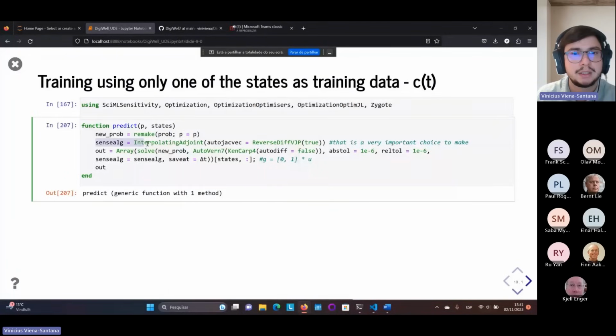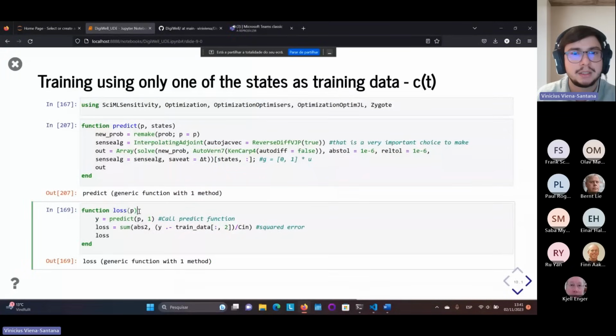So in this new line here, we are picking up the sensitivity algorithm. This is a very important choice you have to make when you're calculating gradients with respect to parameters that are in differential equations. And then you can check the SciML sensitivity library for guidelines on how to pick the correct adjoint to not make your system very slow. And here I'm solving the problem with the solve command with the appropriate ODE solver. And here I'm using the state integer to say, okay, I just want the first of my states because that's the one I observe.